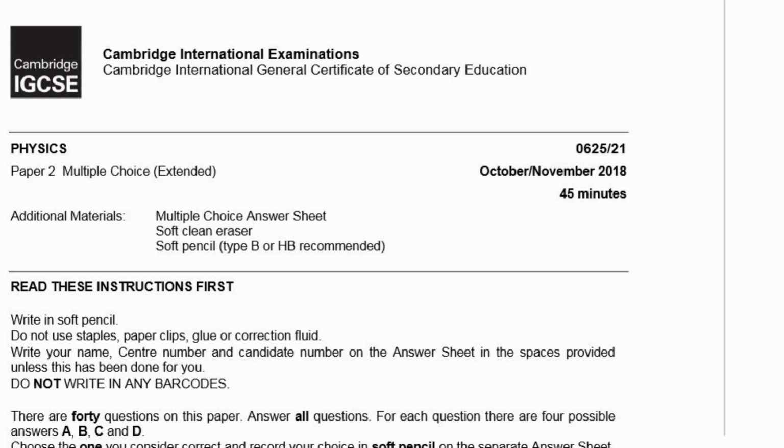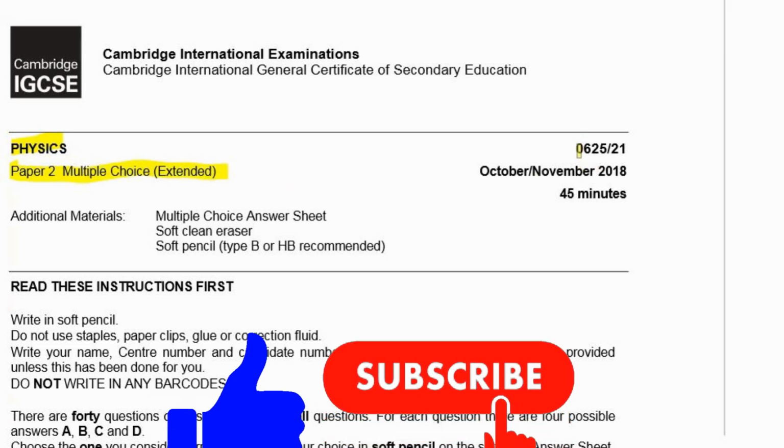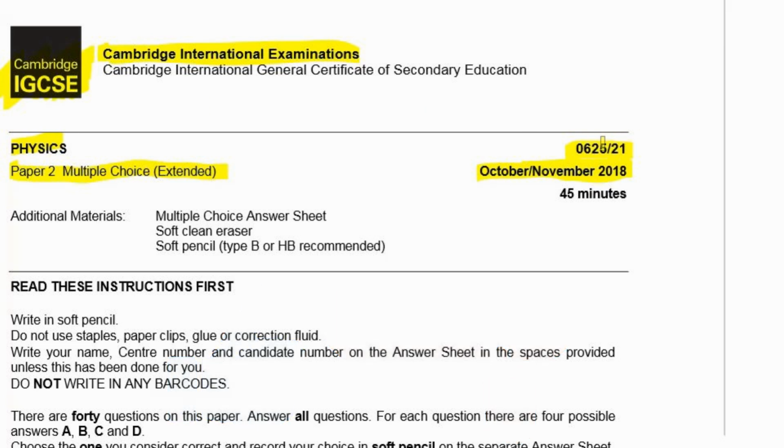Right, today we're going to be covering the Physics Paper 2, this is a multiple choice extended paper, and the code for this is 0625/21. So it's variant 1, and this is for October-November 2018. This is the Cambridge International Examinations, Cambridge IGCSE. Alright, let's begin.